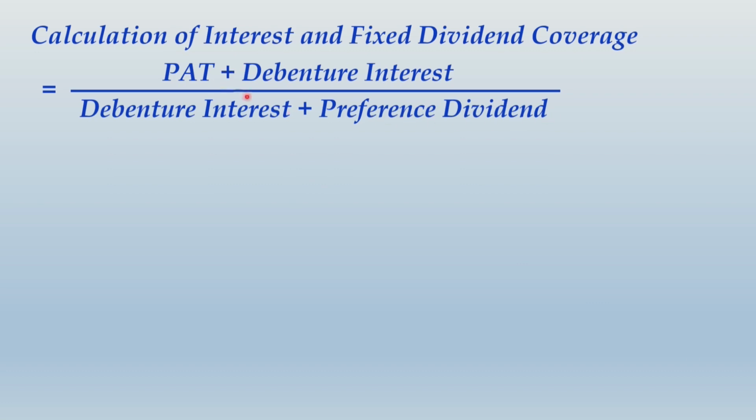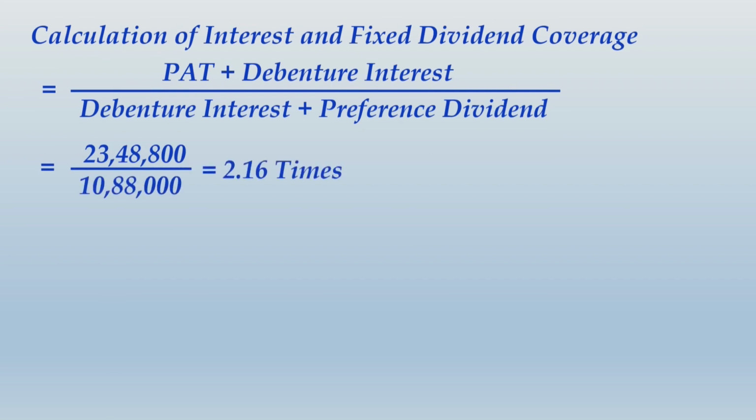For payment of preference dividend, it is the profit after tax that is available as income in hand. Because you are talking about commitment to pay both of these components, to profit after tax you will add back debenture interest as available earnings in hand to distribute these two amounts, and that is what we call the interest and dividend coverage ratio. In this case, it is 23,48,800 divided by 10,88,000, and that comes to 2.16 times. Write this quickly and then we move ahead.